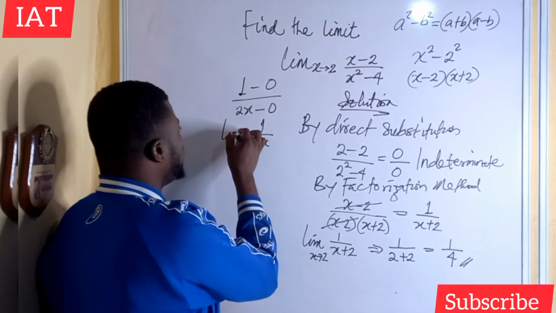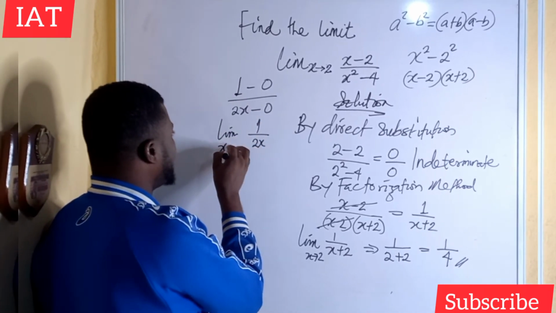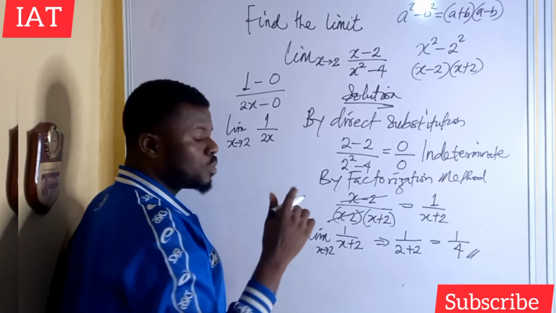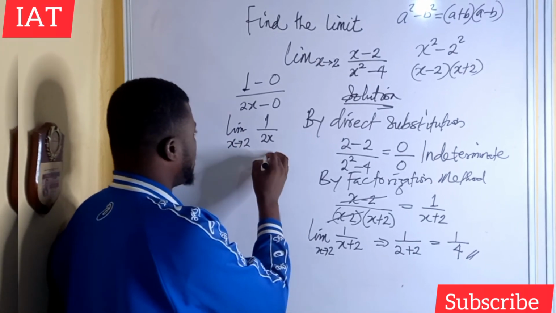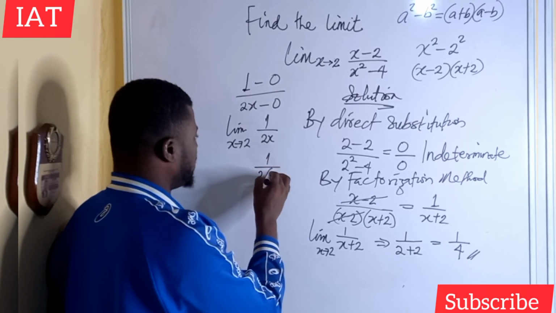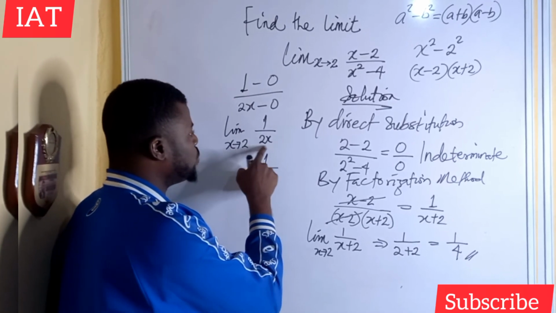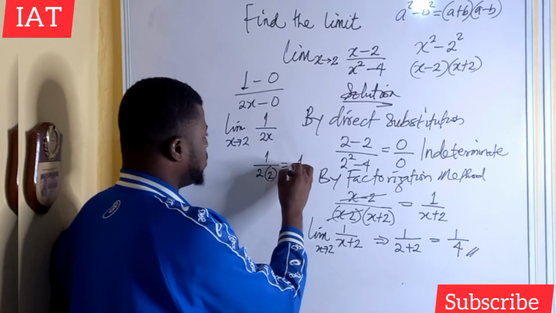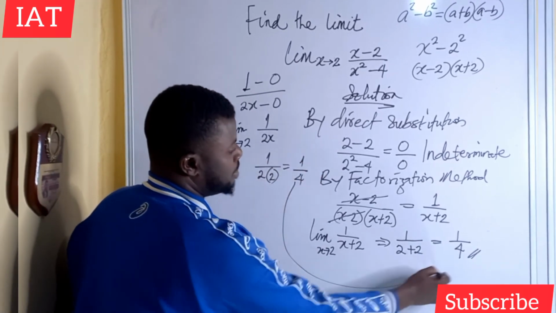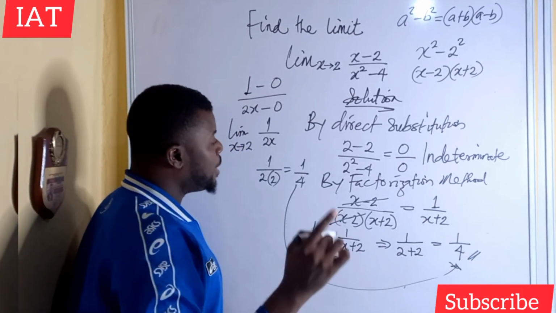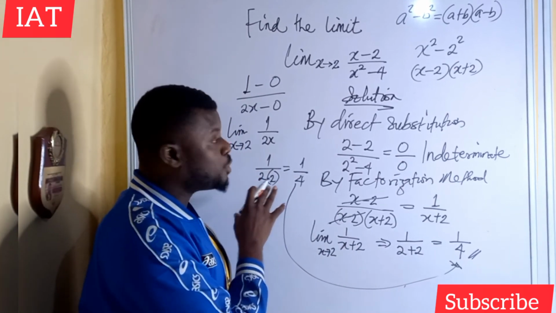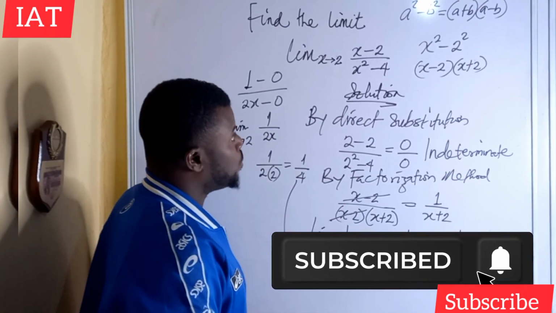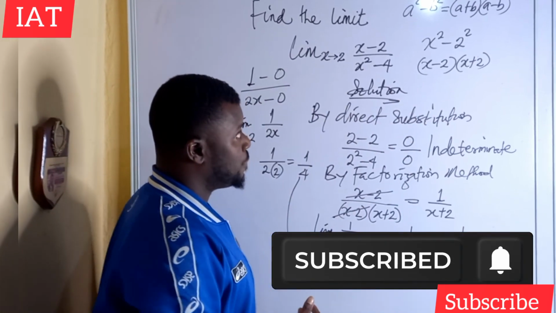So the limit of 1 over 2x as x tends to 2 will be that anywhere we see x, we substitute 2. So we have 1 over 2 multiplied by 2. The relationship between 2 and x is multiplication. So this will give us 1 over 4, and this gives the same answer as this. So I know you prefer L'Hopital's rule, but it's also very important you should learn this factorization where we apply what we call the difference of two squares.